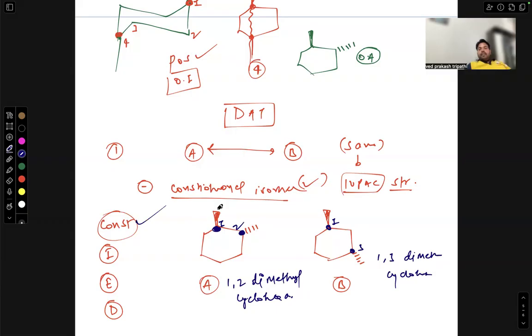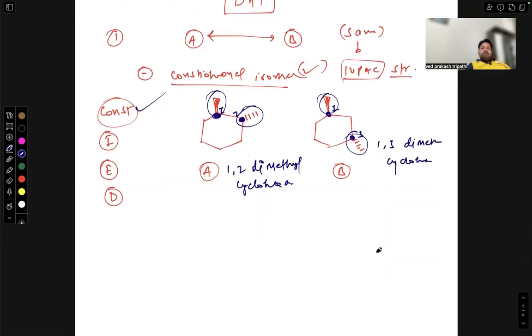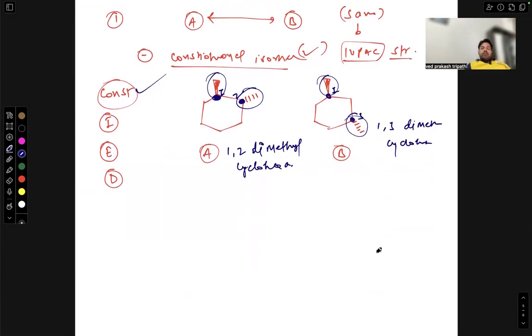Make sense? This is just like a trap. It means you can represent the structure in wedge and dash, and you guys get confused that it is a stereoisomer. No, always take your time. Try to start from the basics. Make sense? Tell me everyone, does it make sense? Yes or no?